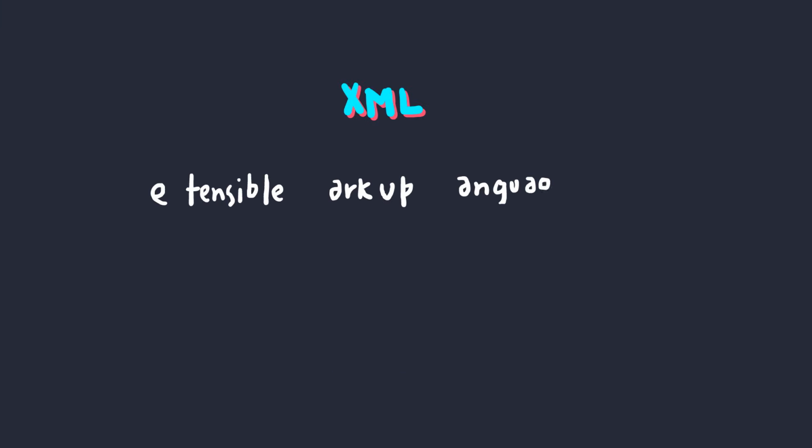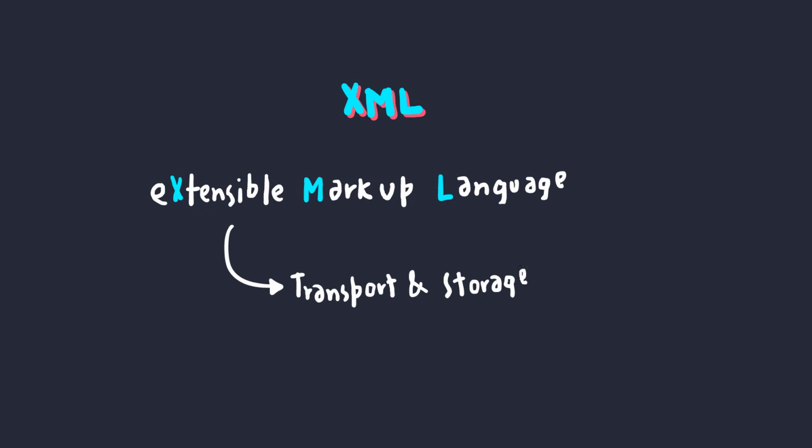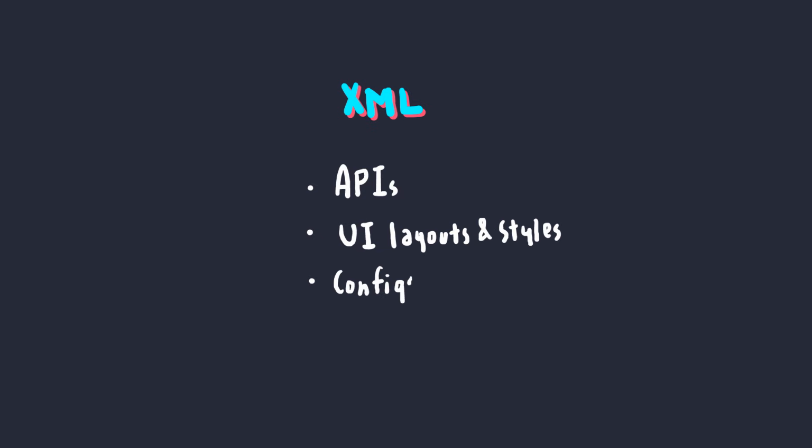XML stands for Extensible Markup Language, similar to HTML, but the main difference is that HTML is about data representation, however XML is more about data transportation and sometimes storage. XML is human readable, and it's used in a ton of places like APIs, UI layouts, and styles in Android applications, configuration files, RSS feeds, and a lot more.